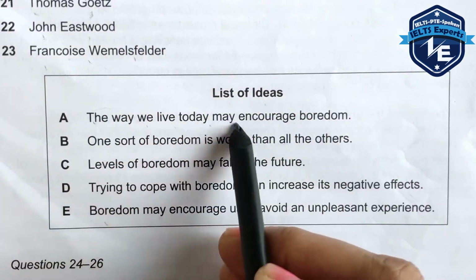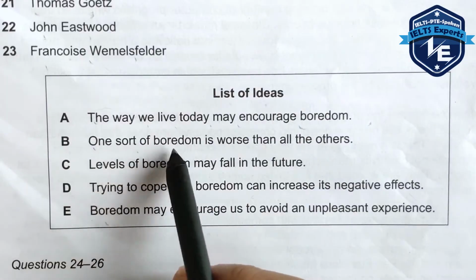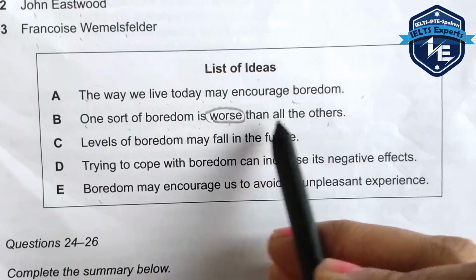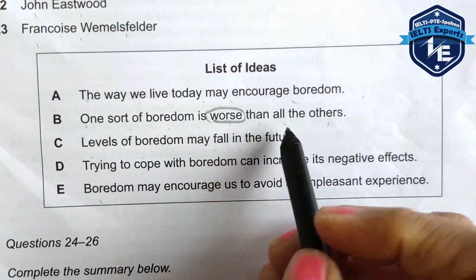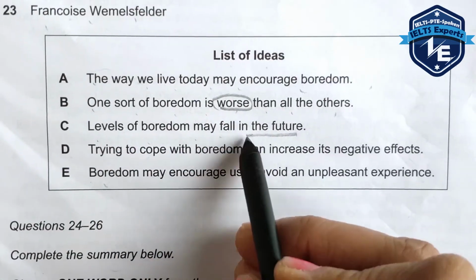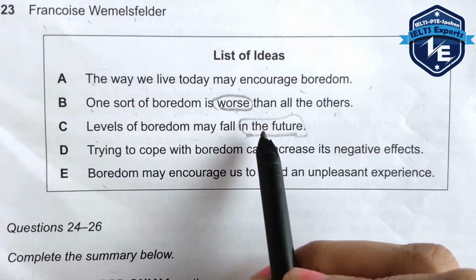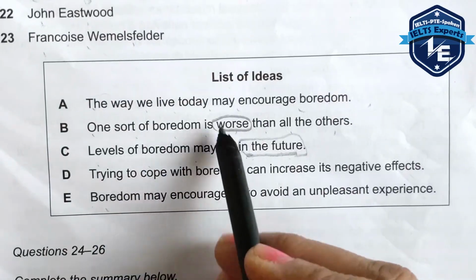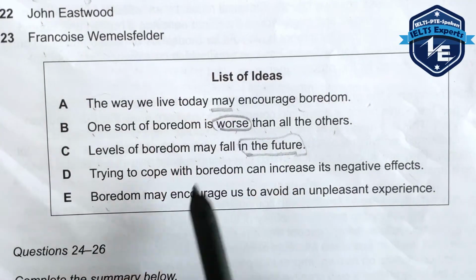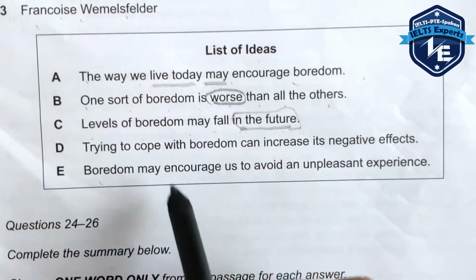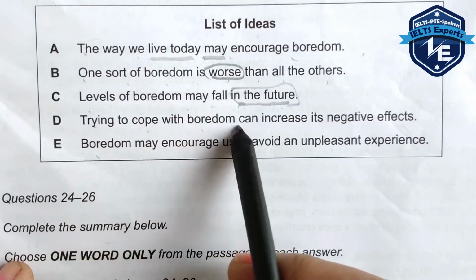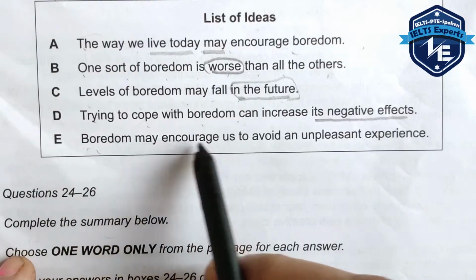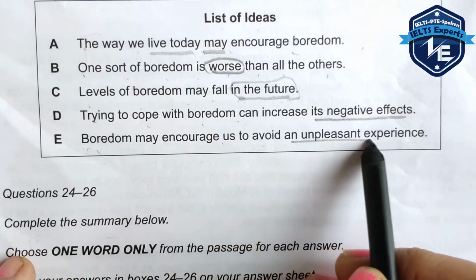The way we live today may encourage boredom. One sort of boredom is worse, it is important to look for, worse than all the others. Levels of boredom may fall in the future. With the help of these words, such as 'in the future' and 'may encourage', we can easily come to the conclusion whether it is given by this person or that by reading the passages. Trying to cope with boredom can increase its negative effects. Boredom may encourage us to avoid an unpleasant experience.